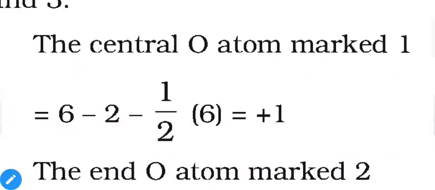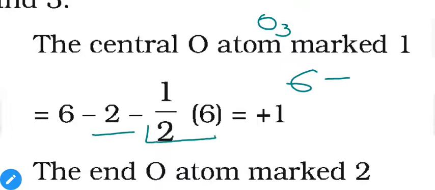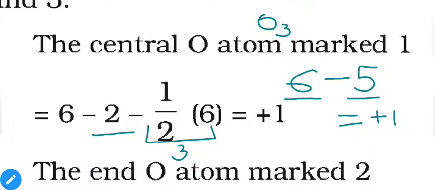That means we are actually subtracting the number of electrons in the molecular or ionic state from the number of electrons in the free state. In the free state, our oxygen has a total of 6 electrons. In the molecular state, in ozone, that means the O3 molecule, our first oxygen has 2 electrons as a lone pair and 3 electrons as a shared pair. So all you have to do is the number of electrons in the free state minus the number of electrons in the molecular or ionic state, which will give us the formal charge, which is +1.